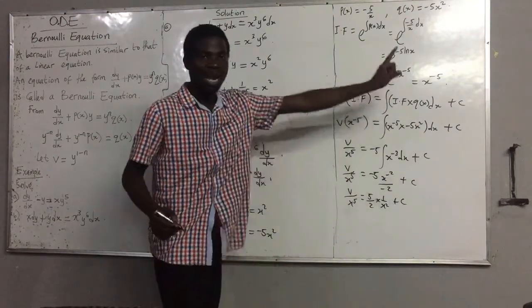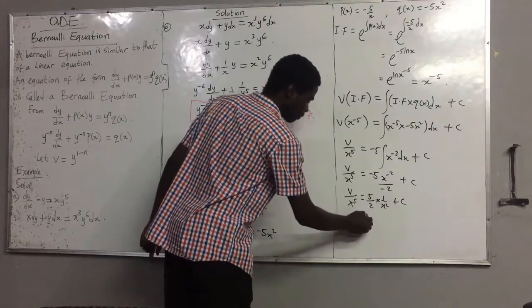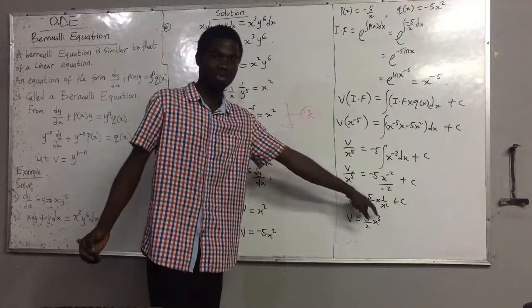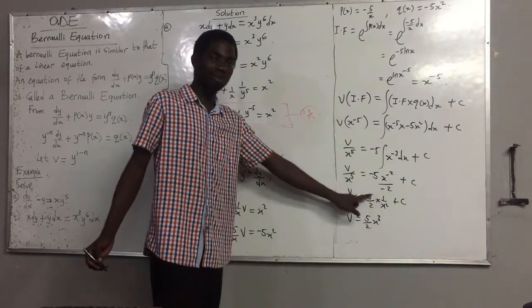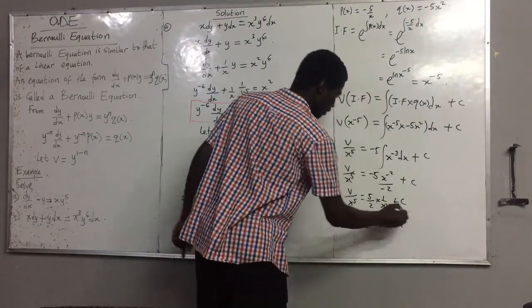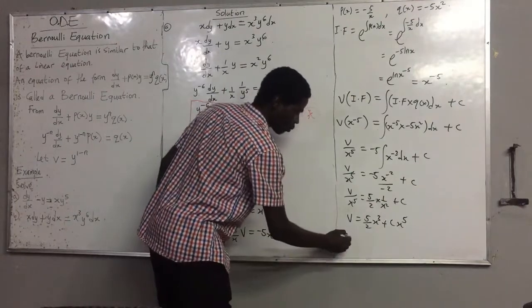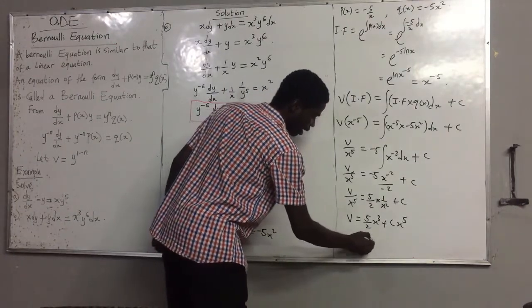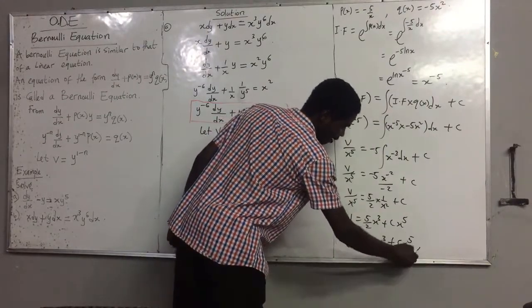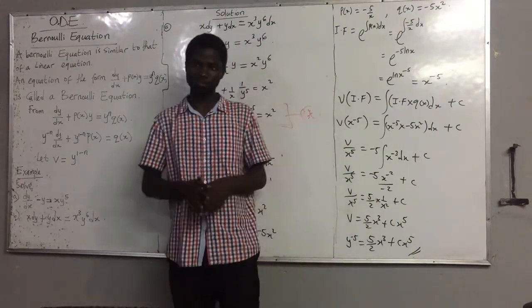Now multiply through by x raised to power 5. So that v will be equal to what? 5 over 2x cubed. Do you understand? When x raised to power 5 meets x squared, it will cancel to remain x raised to power 3, plus cx raised to power 5. What is your v? v is y raised to power minus 5. So this is y raised to power minus 5 equal 5 over 2 x raised to power 3 plus cx raised to power 5. And that is the answer to this Bernoulli equation.